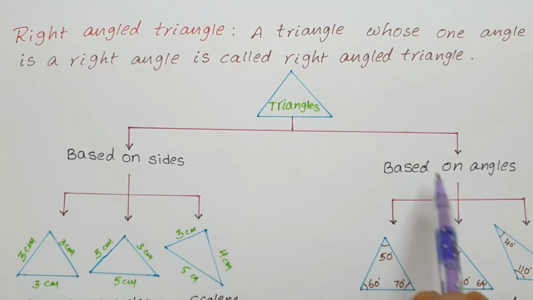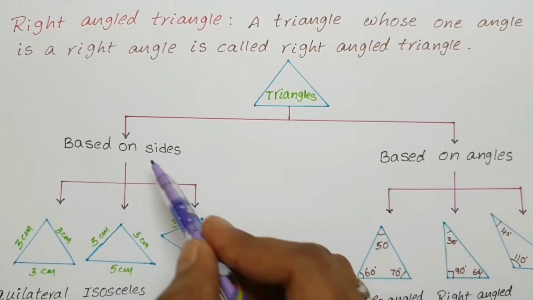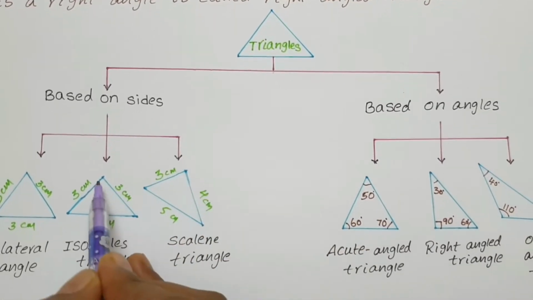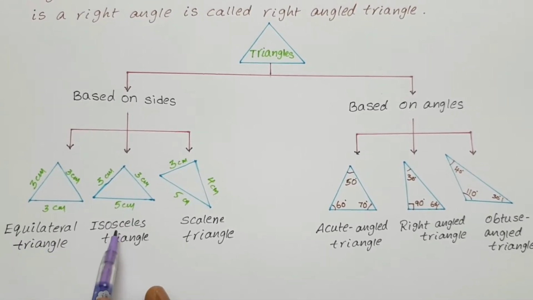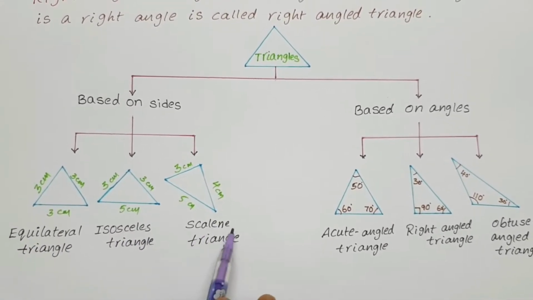Based on sides and based on angles. Based on sides, there are 3 types: the first is the equilateral triangle, then the isosceles triangle, and the scalene triangle.